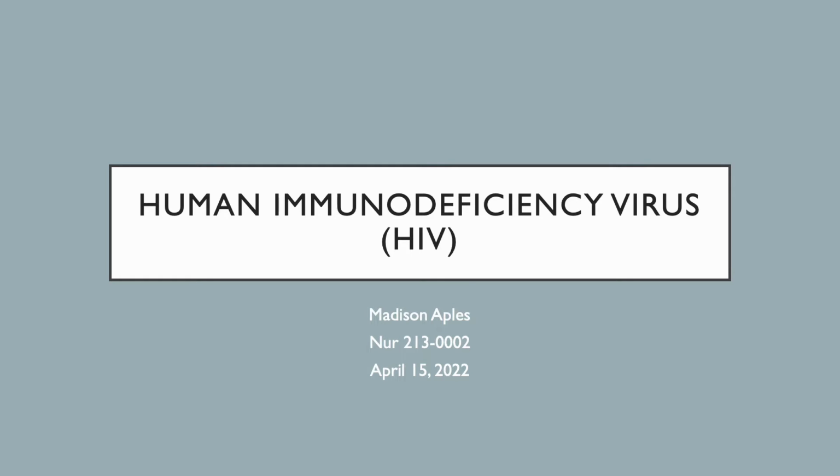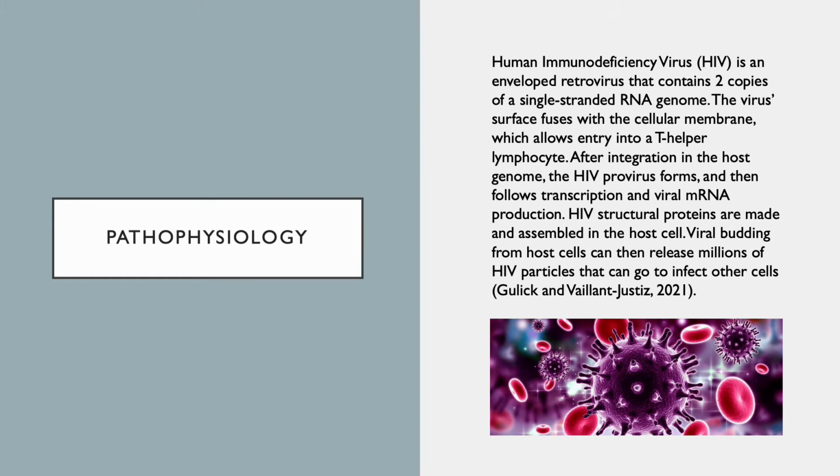Hello. Today we will be discussing the human immunodeficiency virus, also known as HIV. HIV is an enveloped retrovirus that contains two copies of a single-stranded RNA genome. The virus's surface fuses with the cellular membrane, which allows entry into a T helper lymphocyte.